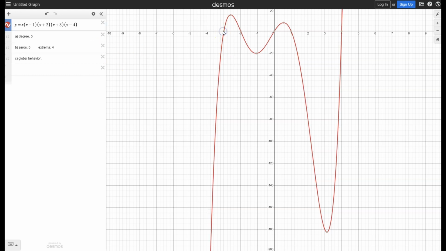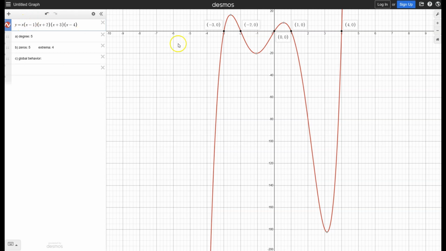Notice with those zeros, I wish I'd said it before I clicked out of them, you can hopefully see right where those came from. This is in factored form. So if we want to find zeros, we would set that equal to 0, and then you can take that apart. It doesn't matter how many factors there are. You can set each factor equal to 0.